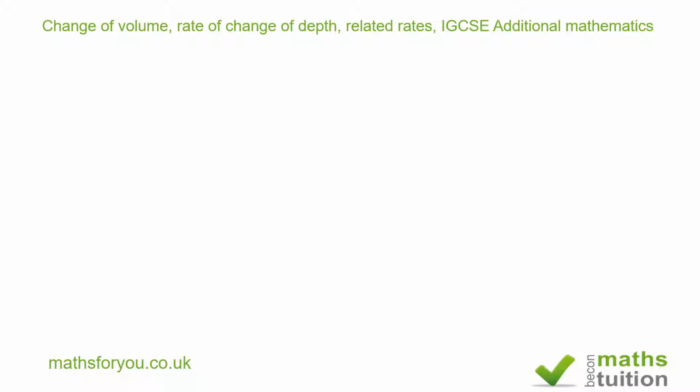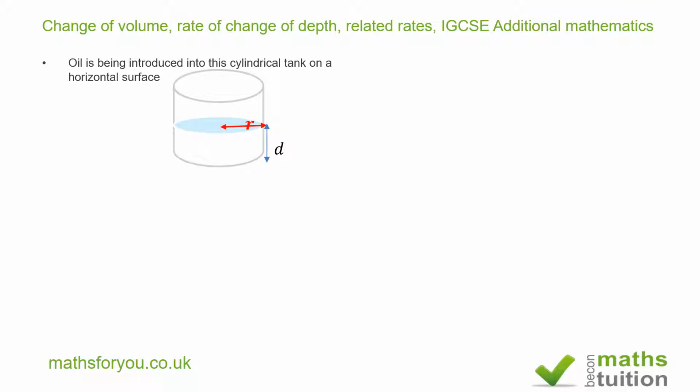Now, in this exercise, we're looking at a cylinder, and it says oil is being introduced into this cylindrical tank on a horizontal surface. So, in effect, it's sitting flat. Now, this D here represents the depth of oil at any given time, and this R represents the radius of the tank.